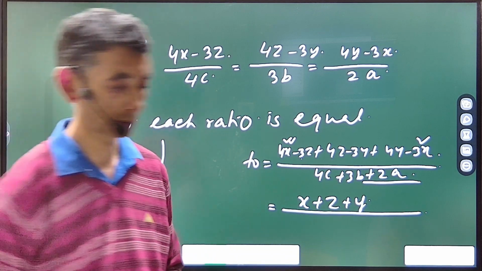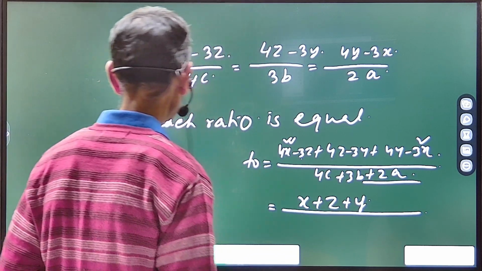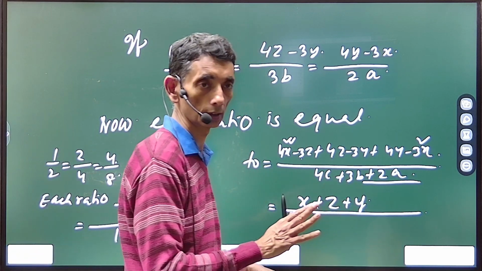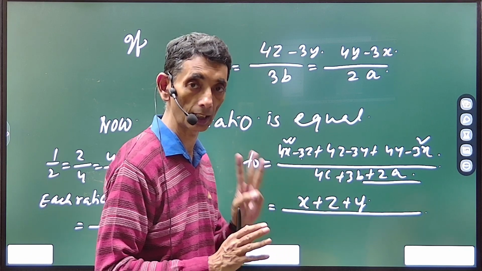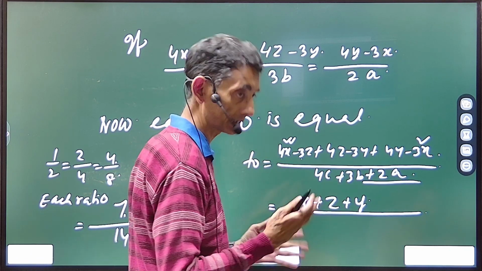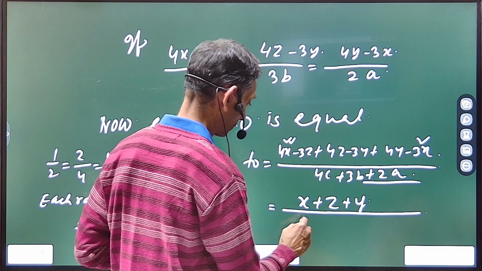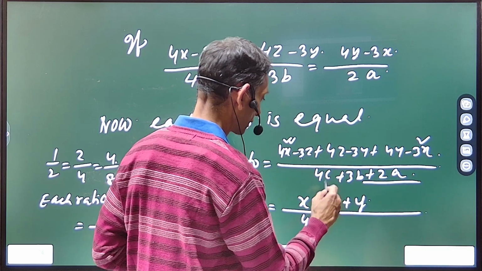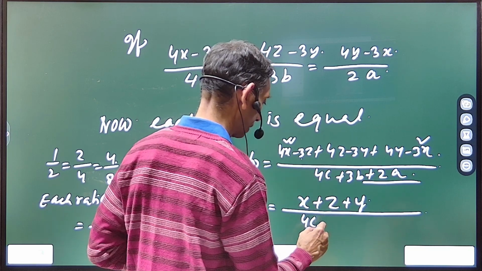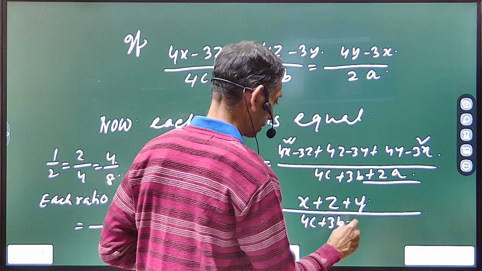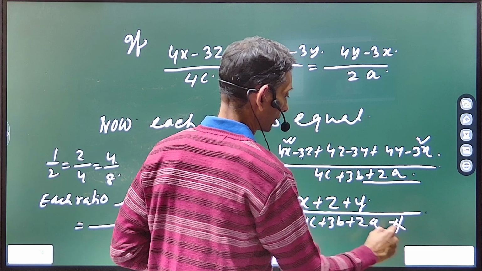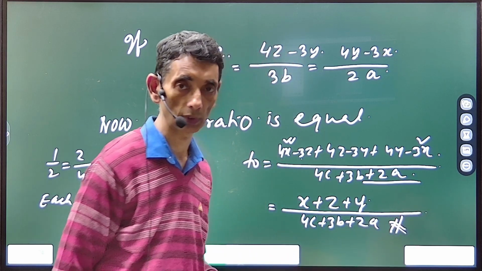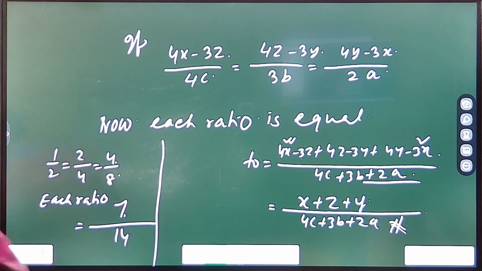Yes, so in the denominator you can't do anything. The three terms are all unlike terms, so you can't add or subtract. You'll have to write it like this, 4c. You can arrange the terms as 2a plus 3b plus 4c or you may not arrange. 4c plus 3b plus 2a. Hence proved. Right? So that is the question to be answered.